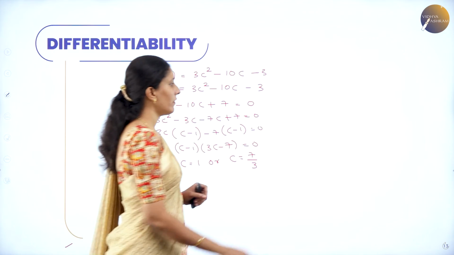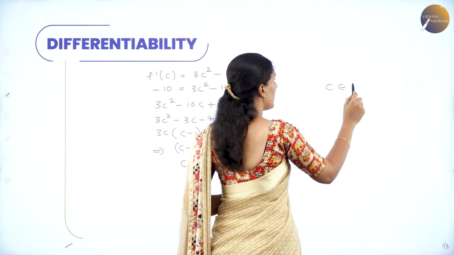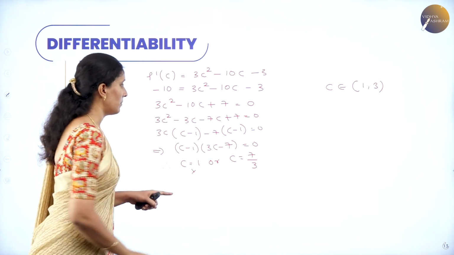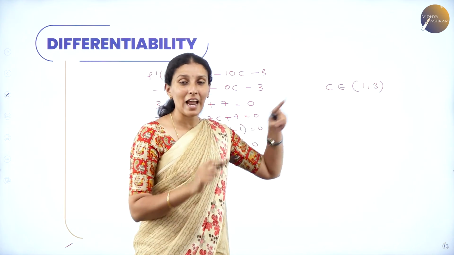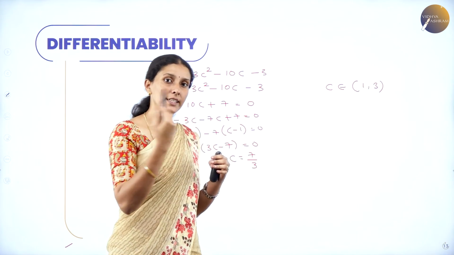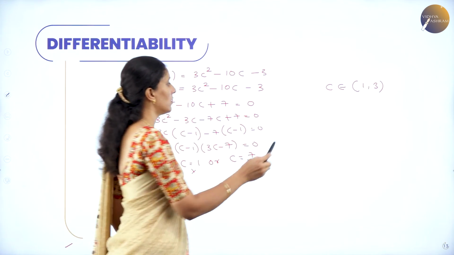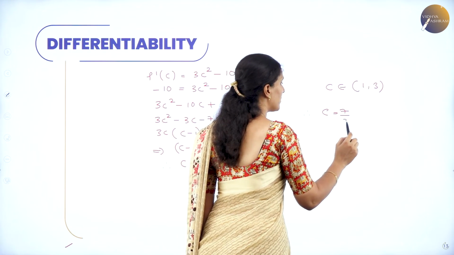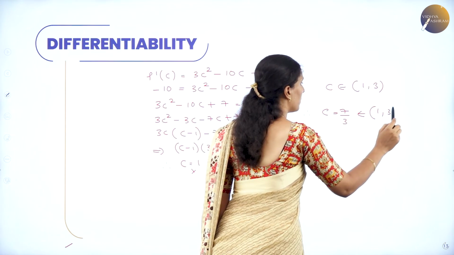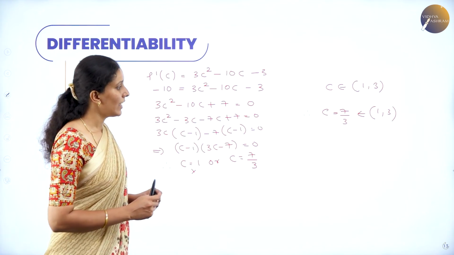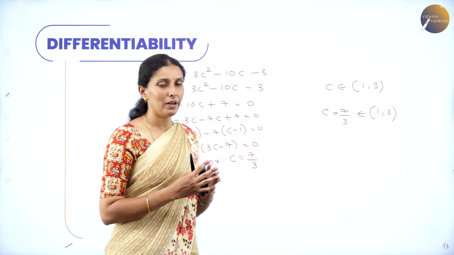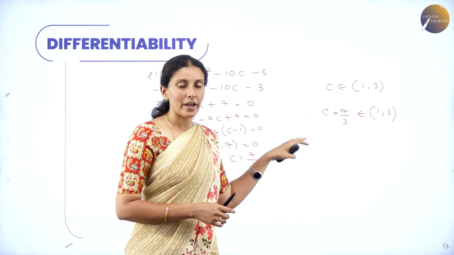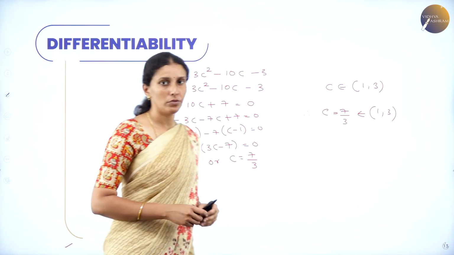So here our interval condition is C must belong to open interval 1, 3. But here this is not possible. Since this is an open interval, we have to exclude 1. We have to take the points after 1. So therefore, only C which is equal to 7 by 3 belongs to the interval 1, 3. So thus the value here is approximately equal to 2.33 something. Hence the only point here satisfying the condition is 7 by 3 belongs to 1, 3.